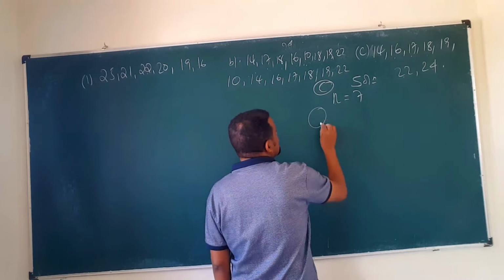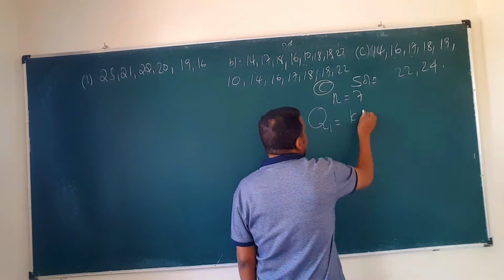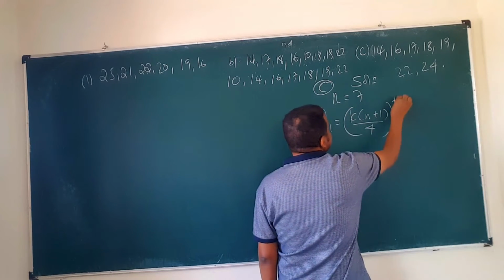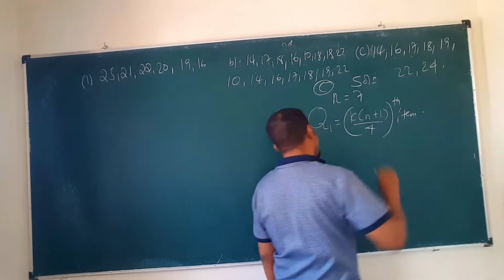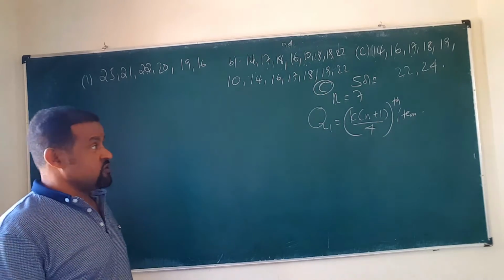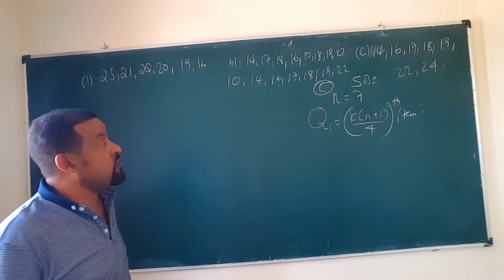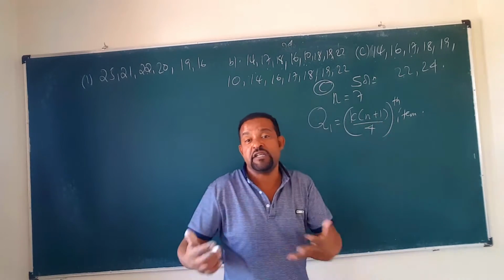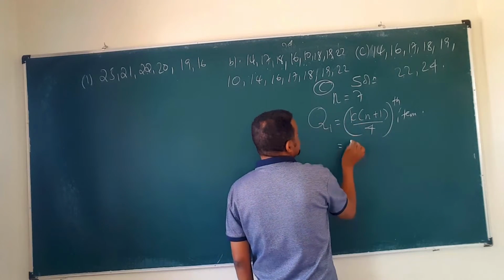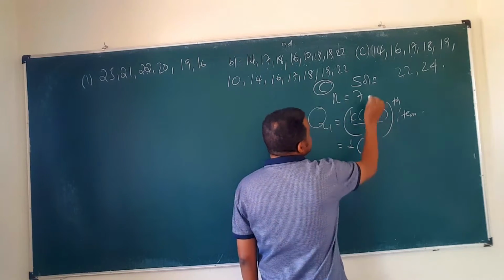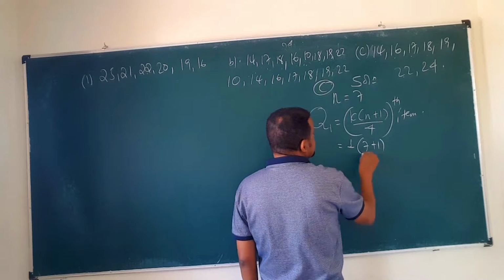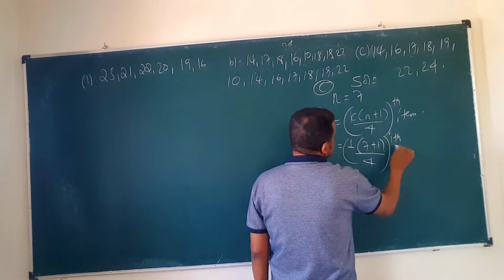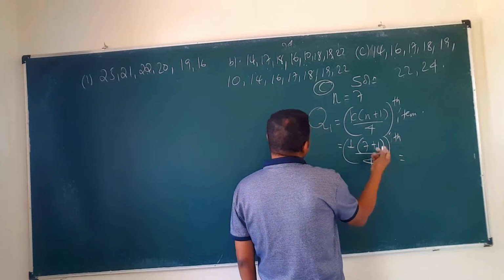So let's find that quartile. Q1 is given by k into (n plus 1) over 4, that item. Okay? Because when it is odd, the formula is k into (n plus 1). For deciles it would be over 10, and for percentiles over 100. So k is 1, times n plus 1 over 4, that item.